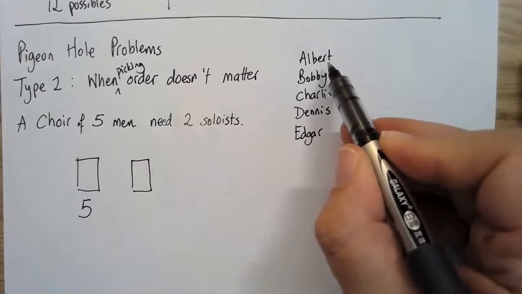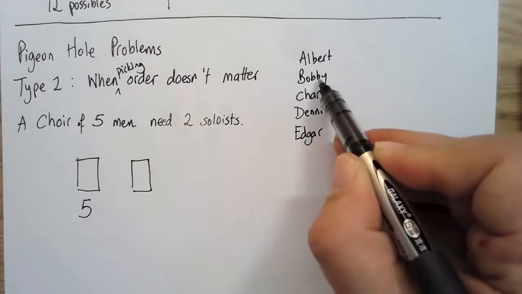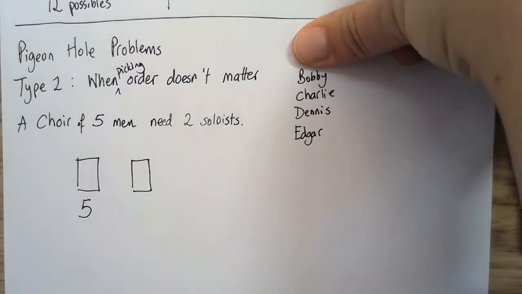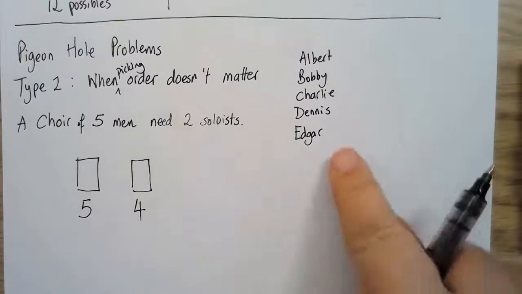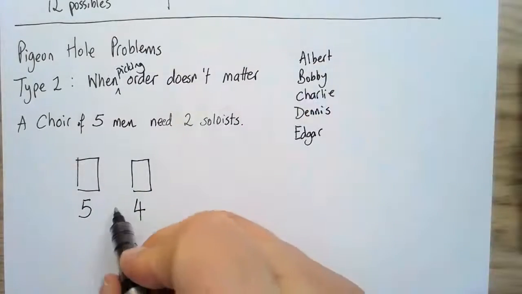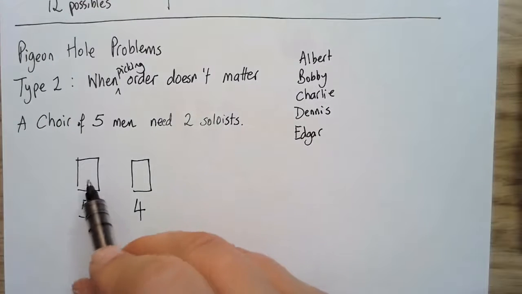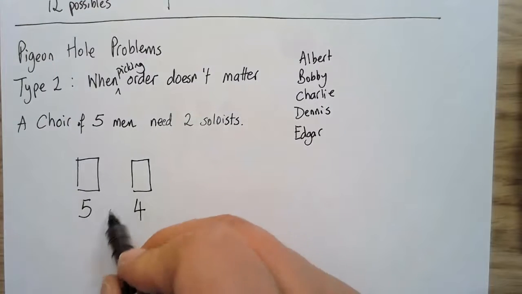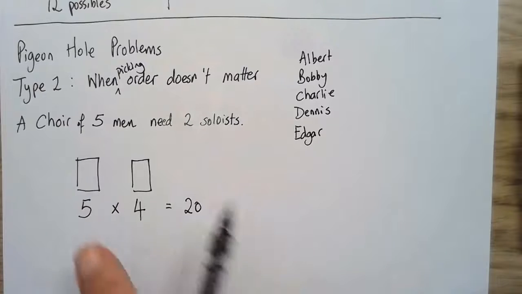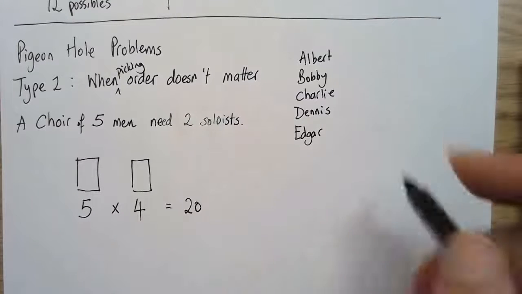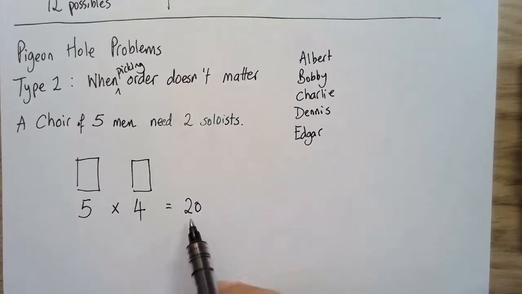Once I've chosen one, so for instance, once I've chosen Albert, I only then have a choice of 4 more. So the second soloist, I've only got a choice of 4. And so therefore, if the order mattered, then I would have 20 choices, 5 multiplied by 4. I'm going to list down here all my options, and I'm going to show you why this is not the right answer. So I'm going to press pause, I'm going to do the listing, and I'll catch up with you.